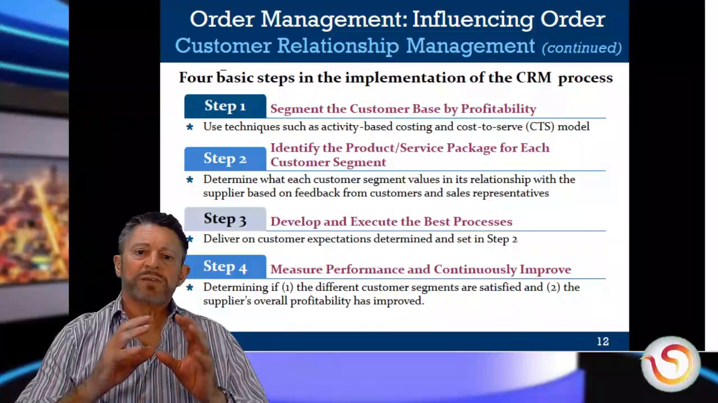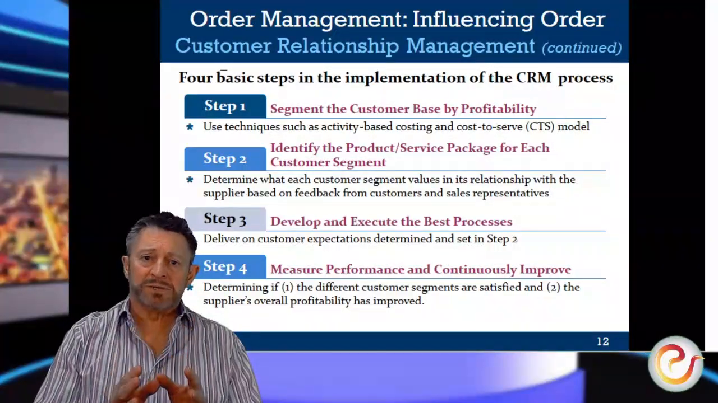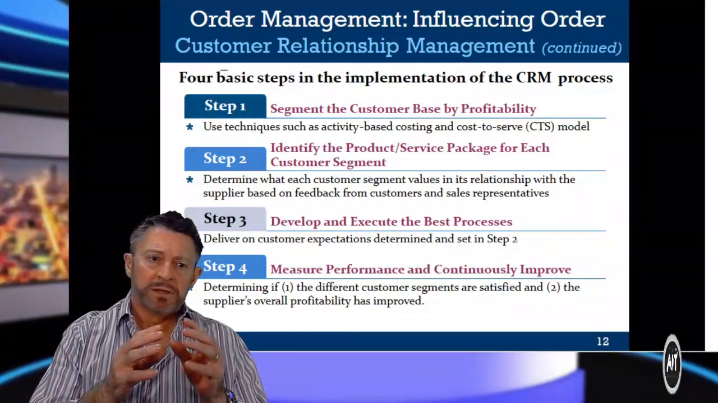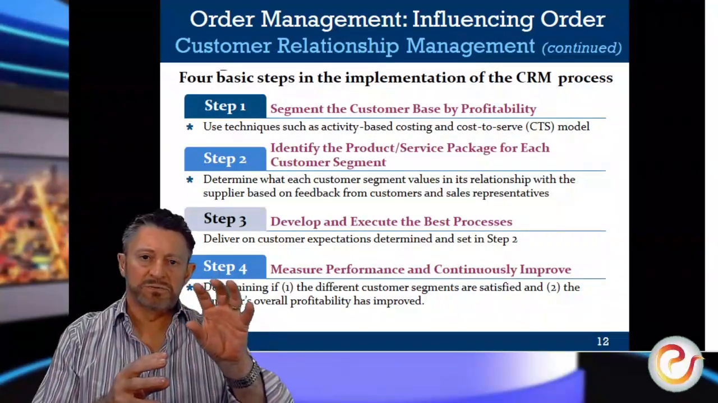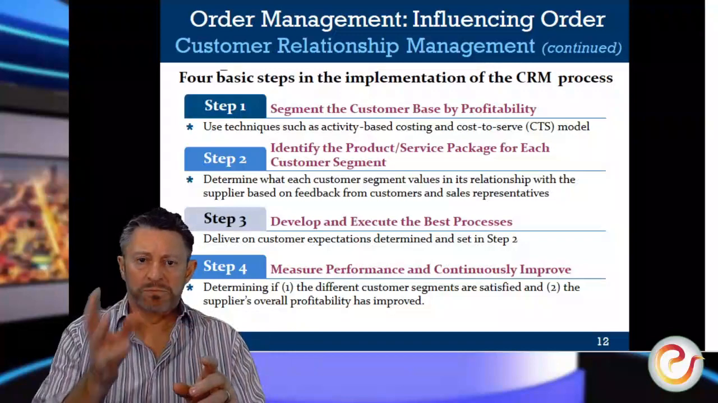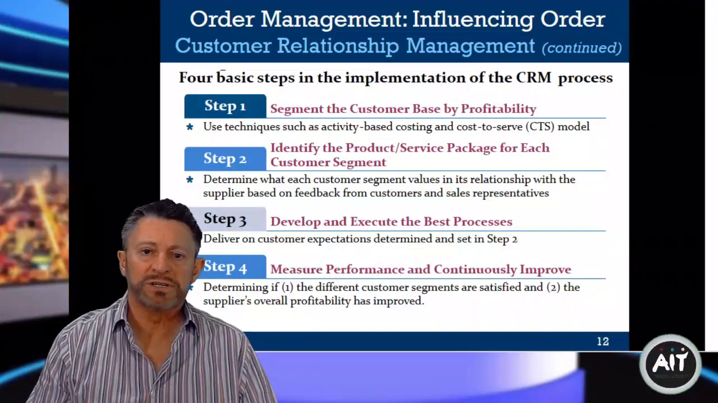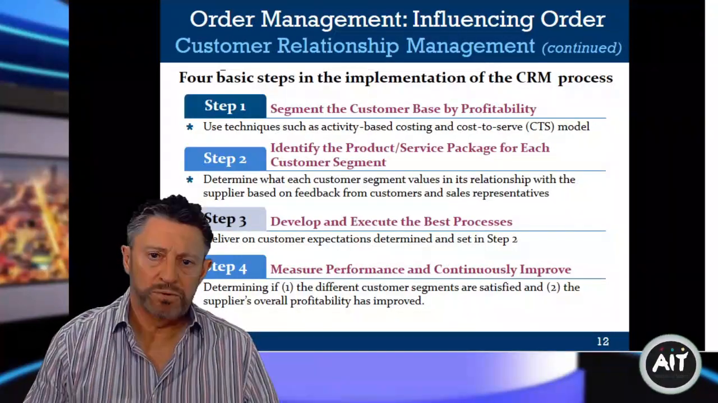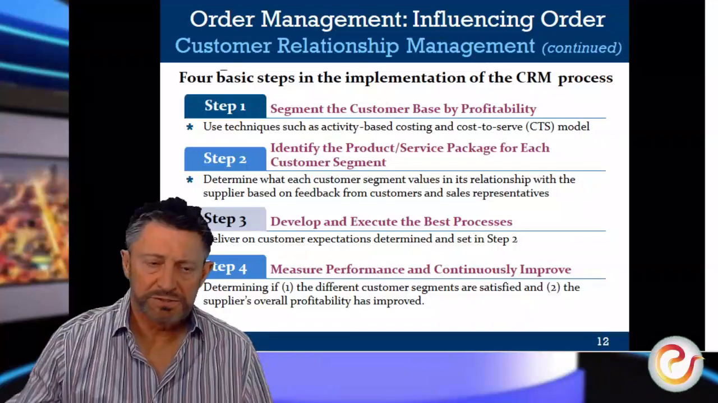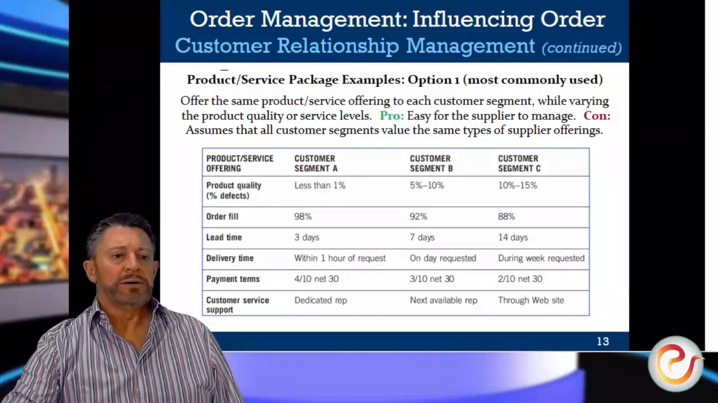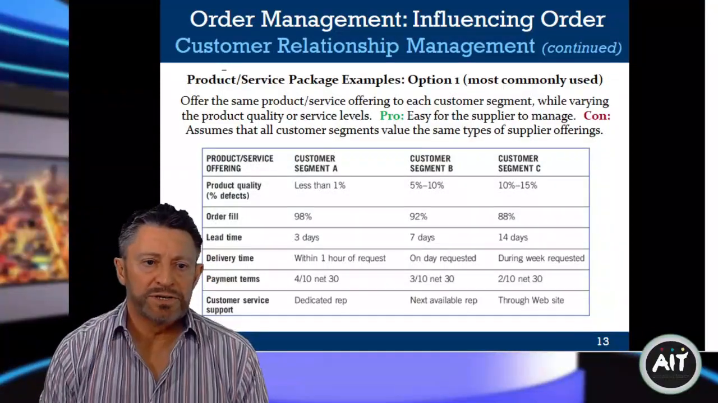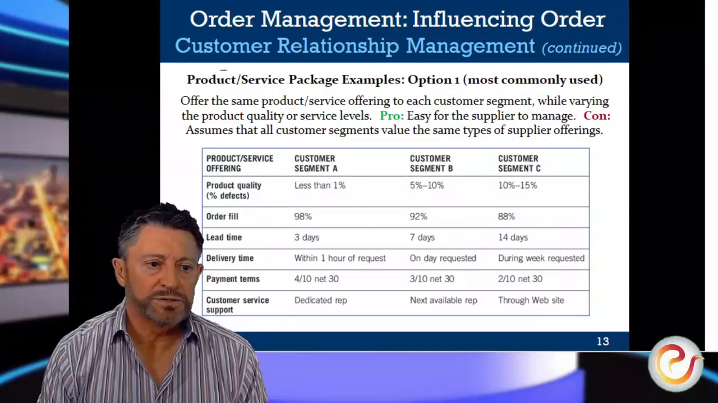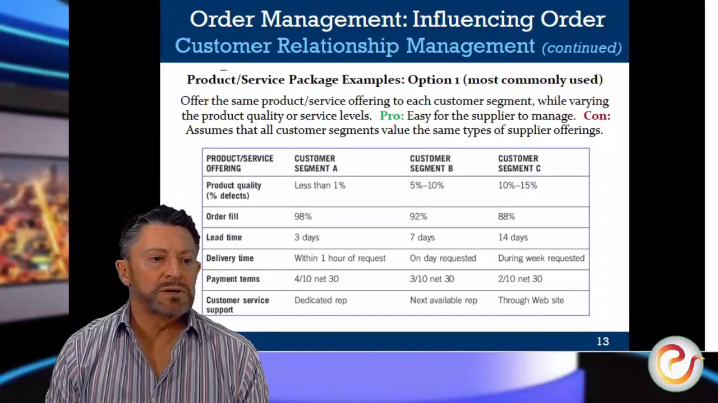So what do we have? We have to be monitoring all of these elements of the cost to serve to see if we still need to tweak each of these segments or move customers around, or what do we need to do to change how we're serving each of these customers. And this is just an example of the relationship management, as I say, influencing orders. I'm not going to go through all of it.